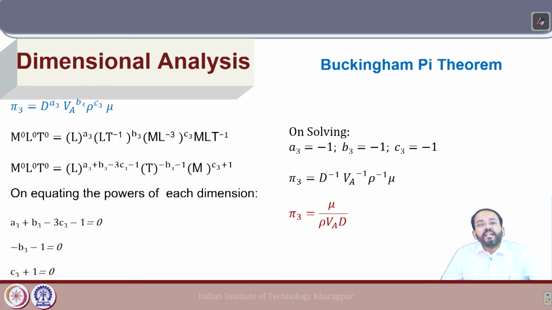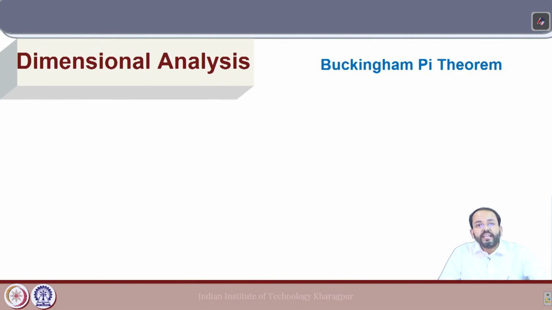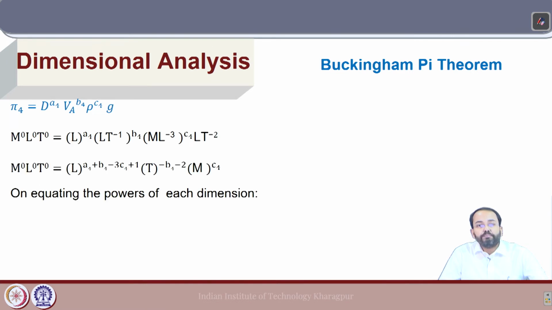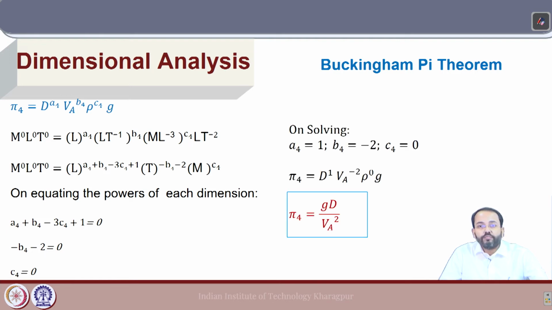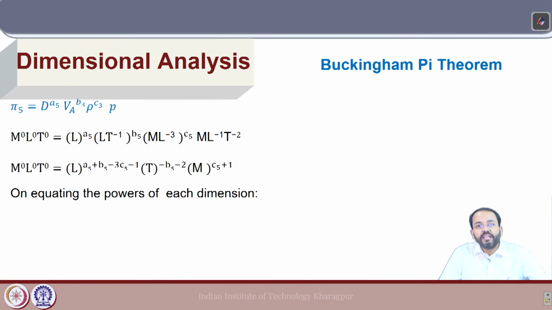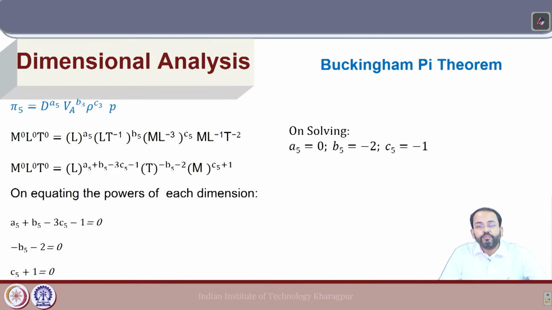We have to keep in mind that d, Va and rho are kept same, the first three terms, but the powers of them will be different because the pi terms are different. So, we solve for pi 3 in the same manner. In pi 4 we have G as the fourth term. In the same way we solve for pi 4 and followed by pi 5, which involves pressure P as the fourth term.